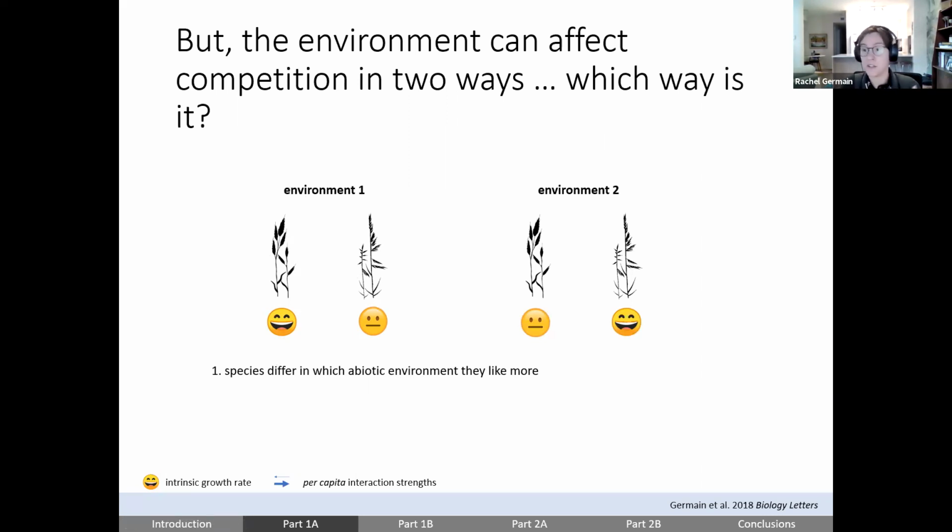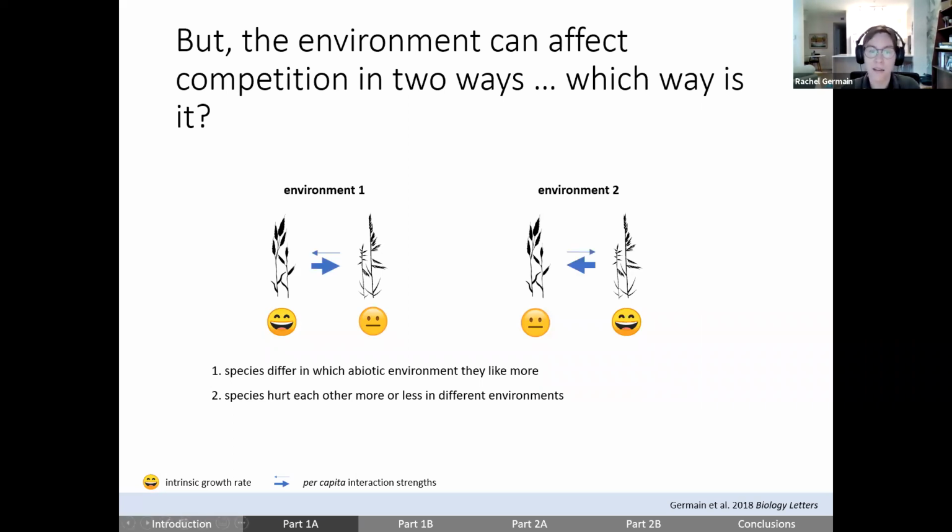This is what a lot of us just intuitively think is happening when we're thinking about how the environment is affecting species in competition. But there is this other mechanism, and it's the mechanism that species actually hurt each other more or less when they're in different environments on a per capita basis.